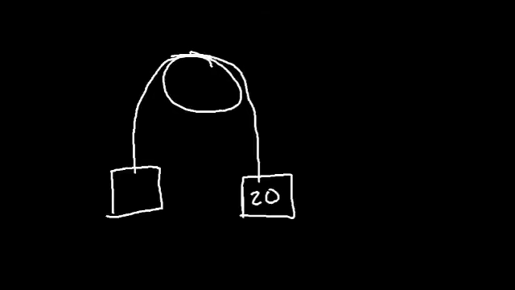Now let's consider another problem. Let's say if we have a pulley and two blocks. Now if the blocks have the same mass, they're going to remain stationary. But let's say if this block has a mass of 20 kilograms and the one on the left is 10 kilograms. Let's call this M1 and M2. And let's say there's no friction at all in this system. What is the acceleration of the entire system, and what is the tension force in the ropes?